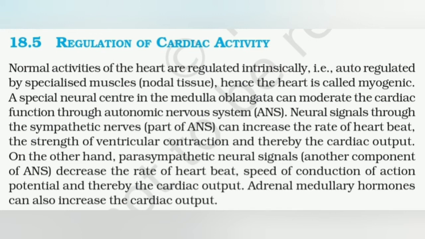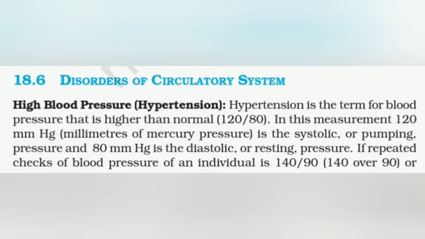A special neural center in medulla oblongata can moderate the cardiac function through autonomic nervous system, that is ANS. Neural signals through the sympathetic nerves, that is part of ANS, can increase the rate of heartbeat, strength of ventricular contraction, and thereby cardiac output. On the other hand, parasympathetic neural signals, another component of ANS, decrease the rate of heartbeat, speed of conduction of action potential, and thereby cardiac output. Adrenal medullary hormones can also increase the cardiac output.